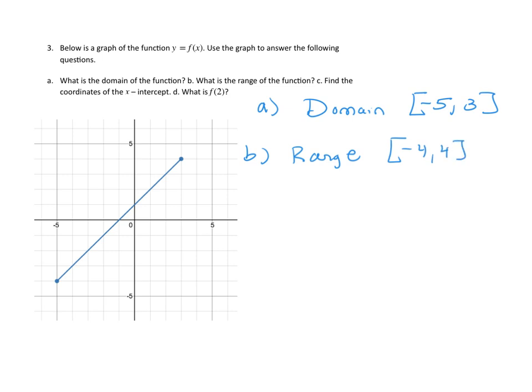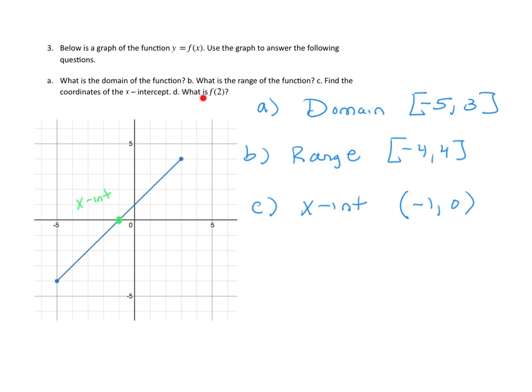Now we'd like to find the coordinates of the x-intercept for part C, and the x-intercept is wherever the function crosses the x-axis, which is right here. So here is the x-intercept, and the coordinates are an x value of -1 and a y value of 0. So for this point, the x coordinate is at -1 and the y value is at 0.